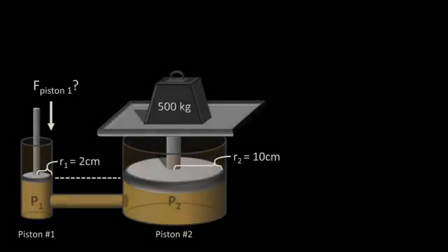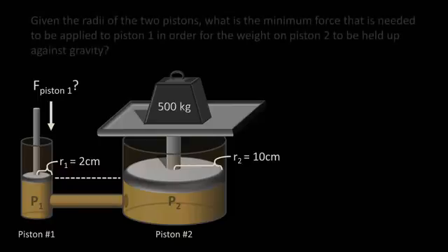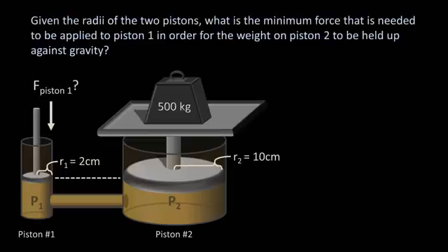Imagine we have a system of 2 pistons of markedly different sizes attached by a liquid-filled tube. There is some force pushing down on piston 1, which has a radius of 2 centimeters, and resting on piston 2, which has a radius of 10 centimeters, is a 500 kilogram weight. Inside the pistons and tube, instead of water, we'll have some type of oil. Given the radii of the 2 pistons, what is the minimum force that is needed to be applied to piston 1 in order for the weight on piston 2 to be held up against gravity?